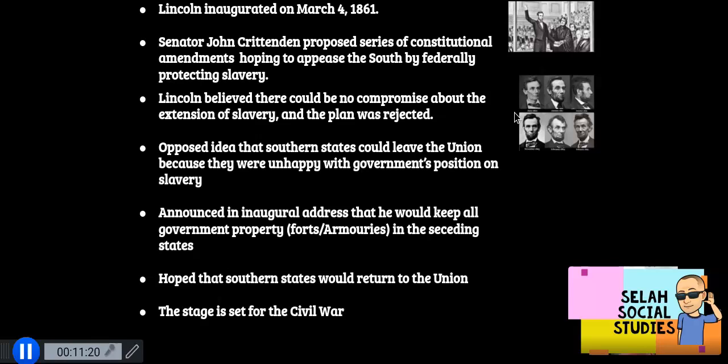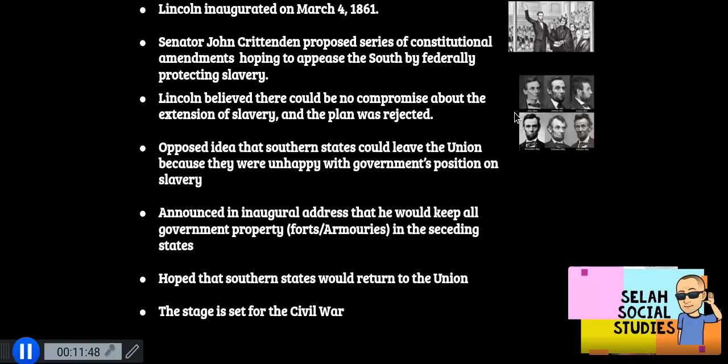Lincoln opposed the idea that Southern states could just leave the Union because they were unhappy with the government's position on slavery. Lincoln, seeing this happen, announced in his inaugural address that he would keep all government property like forts and armories in the seceding states, which means like the Battle of Fort Sumter, the first battle of the Civil War, that was a federal fort. He said he's not going to let it go, and that's where the battles begin. That's where the Civil War begins.